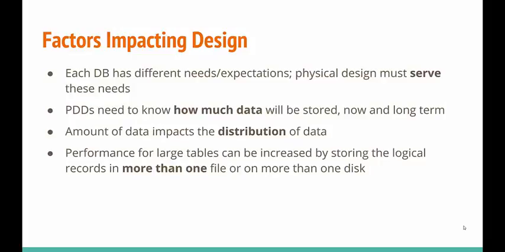Remember that the performance for large tables can be increased by storing the logical records in more than one file or on more than one disk. Remember, the logical records are the rows, the way we see the data. Under the hood, so to speak, at the physical level, we can actually structure our tables to store all the data within one table across multiple disks, across multiple files, across multiple systems.